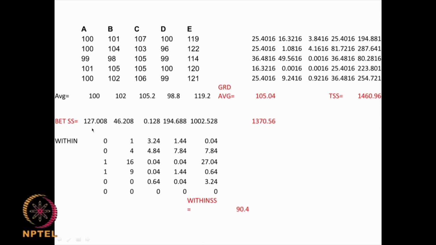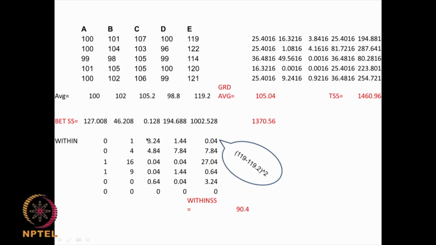Okay, so, between sum of squares is very simple. What do you do? You take this minus this square multiplied by 5. Why 5? There are 5 terms here, right? And then you take this minus this square and multiply by 5. So, you get like this, right? This minus this square multiplied by 5, this minus this square multiplied by 5, then you add up all of them. Okay. So, 5 into 100 minus 105.04 square, you are multiplying by 5 because there are 5 terms like that. Okay, then you add up all of them, that will come to between sum of squares.